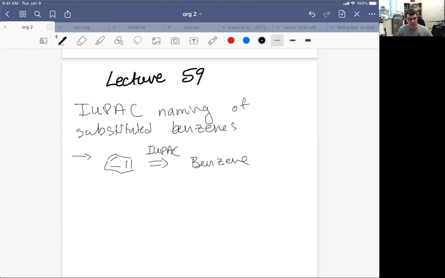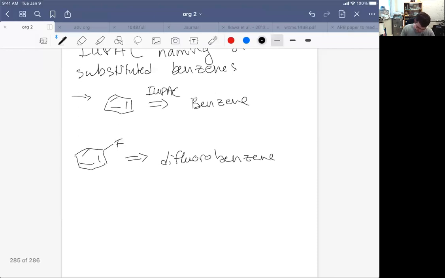It's not cyclohexatriene, it's just benzene. Now with that in mind, that simplifies our life, because if we see a molecule that has one fluorine, that's fluorobenzene. If we put two fluorine atoms, then it's difluorobenzene.